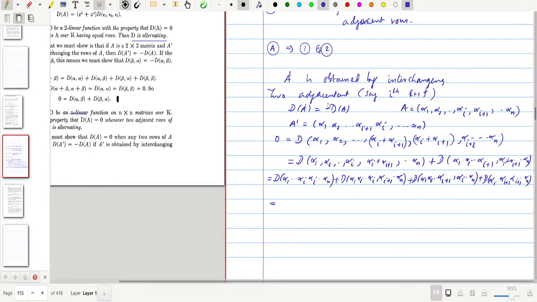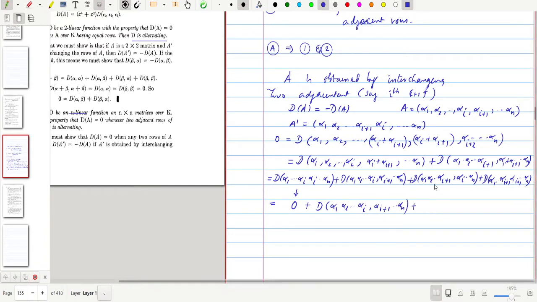By using the fact that d of A equals 0 if A has two equal adjacent rows, this value is 0, because this matrix has two equal adjacent rows, alpha i here. And this can be written as alpha 1, alpha 2, etc., alpha i, comma alpha i plus 1, etc., alpha n. So this is nothing but our A.